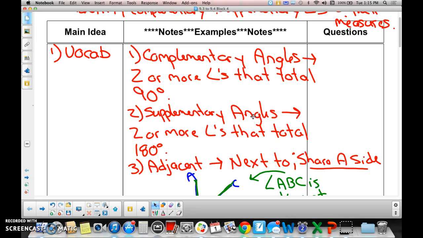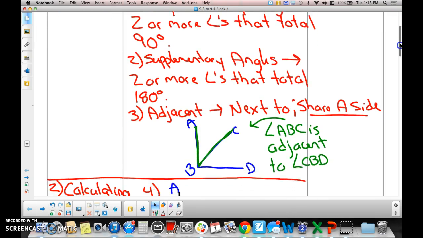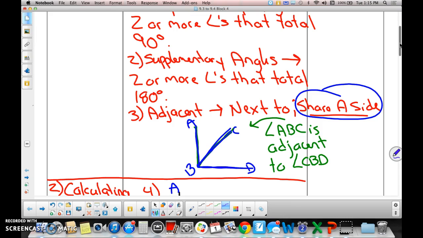Adjacent angles. They share a what? Side. This is probably the most important part of the definition. They're right next to each other, but they share a side. So ABC is supplementary to CBD because they share that side right there that I highlighted.